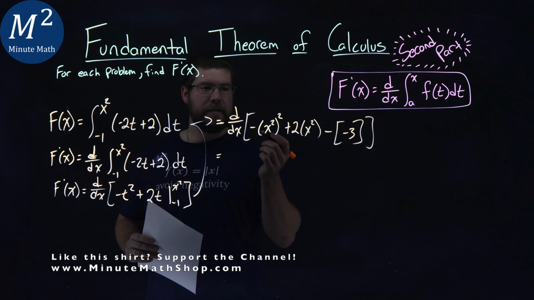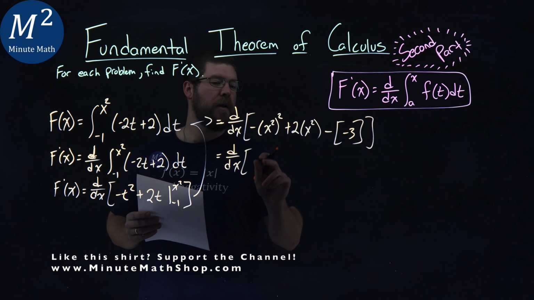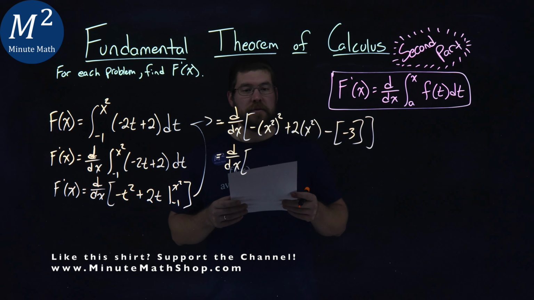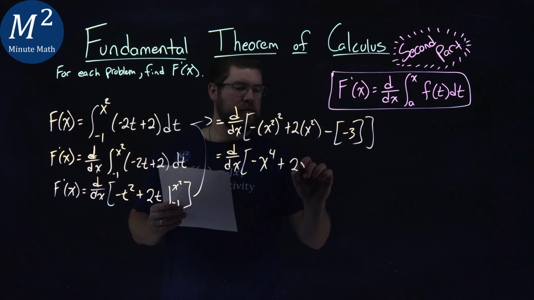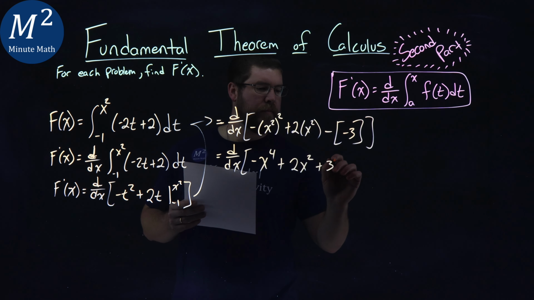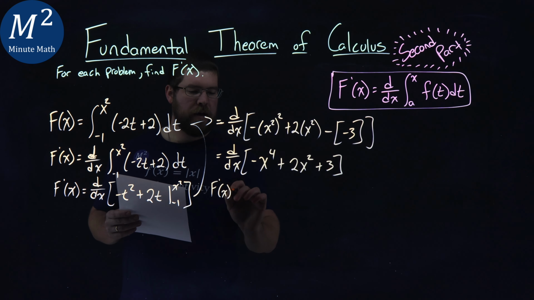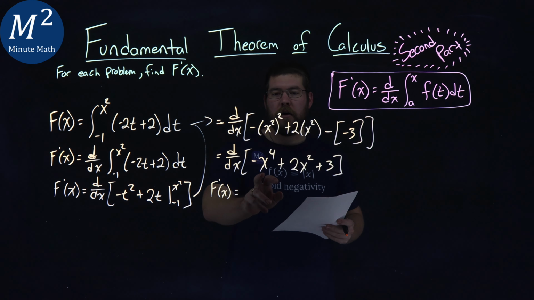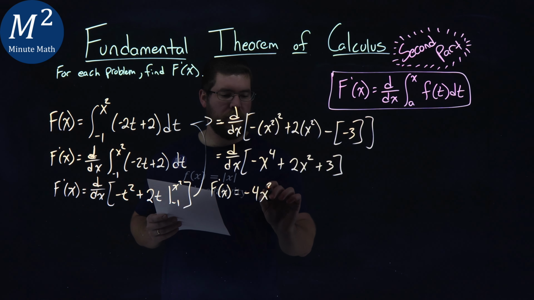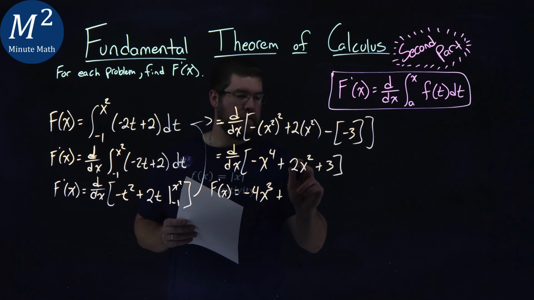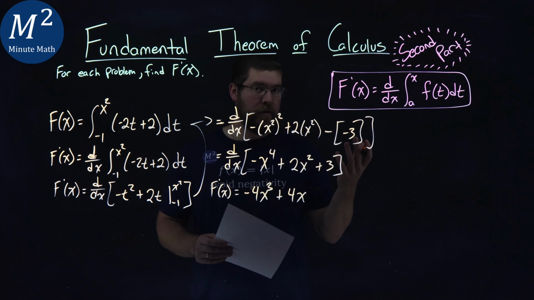Alright, so our rules state we need to take, well actually let's simplify this first. D over dx. We have a negative x squared to the second power, so it's x to the fourth power, so we have negative x to the fourth, plus 2x squared, plus a 3 here, that constant. And this step will actually find our answer, f prime of x. We need to take the derivative of what's inside the bracket here. 4 comes down, we have a negative 4x to the third, plus 2 comes down, 2 times 2 is 4x, and the derivative of a 3 is 0 because it's a constant.